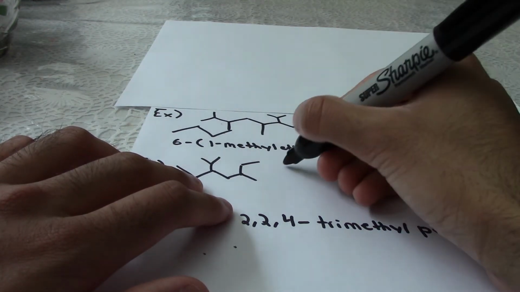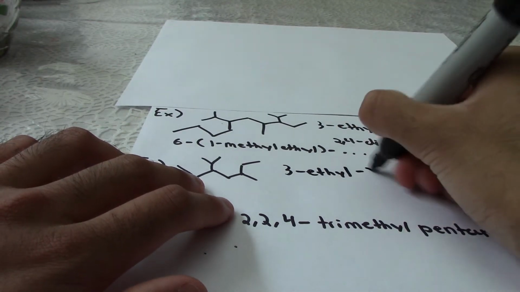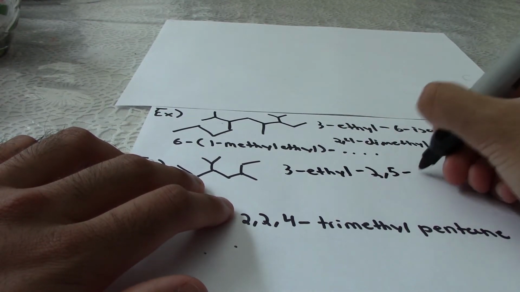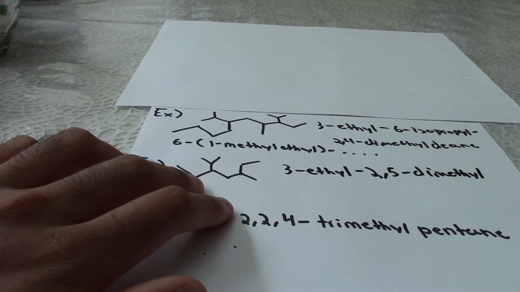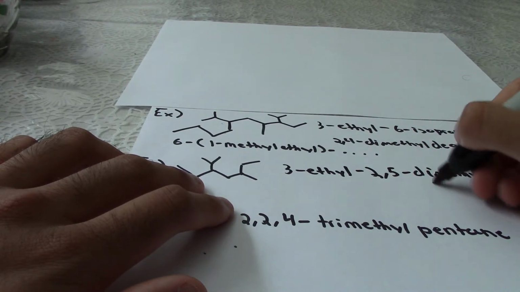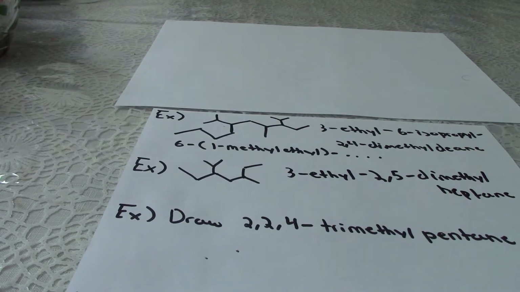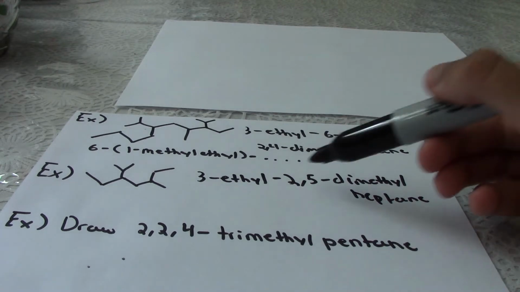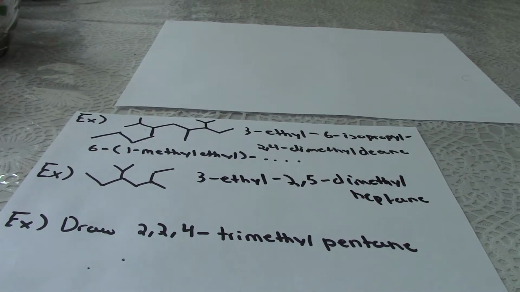And if I name this, there's an ethyl group on number 3, and then there are 2 methyl groups, one on 5 and one on 2. Dimethyl, because you have 2 methyl groups, and then the parent chain of heptane. So that's how you would do that one. Notice that since I have 2 methyls, I always put the lower number first, followed by the larger number.